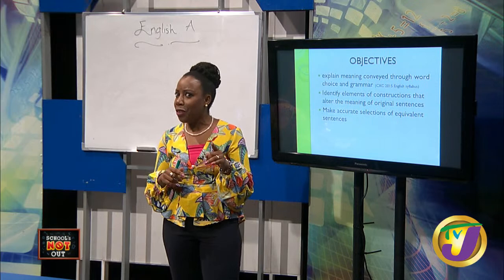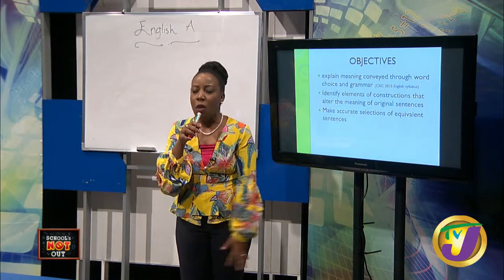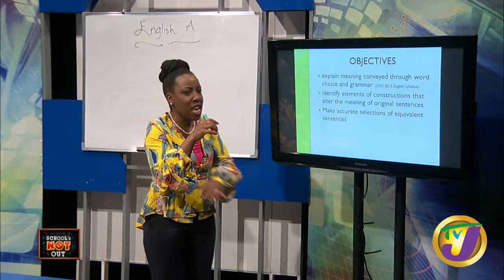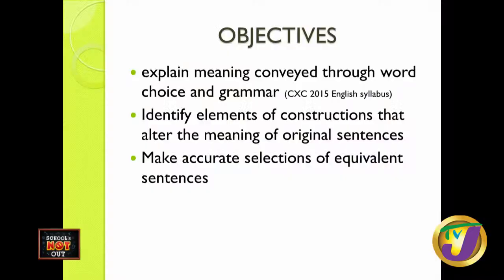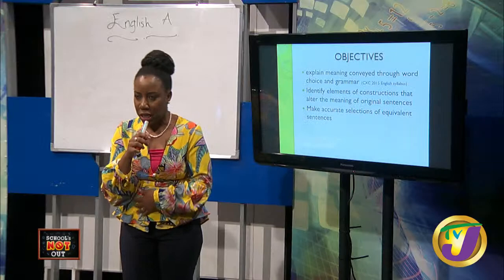Hey yo, it's Mrs. Reed Virtue on TVJ Schools Not Out. The first objective is, explain meaning conveyed through word choice and grammar. Get that from the CSEC syllabus. Second objective is, identify elements of constructions that alter the meaning of the original sentence. Listen. Third objective, make accurate selections of equivalent sentences. Mrs. Reed Virtue, out.